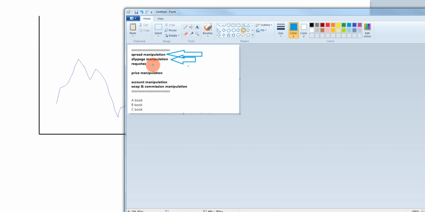Requotes, okay, you're trying to trade, and these are also some really bad brokers doing that. You're trying to trade and suddenly it doesn't execute the trade and says requotes. It has become less common these days because there's also competition between the brokers, so people expect trades to get filled, but it still exists.